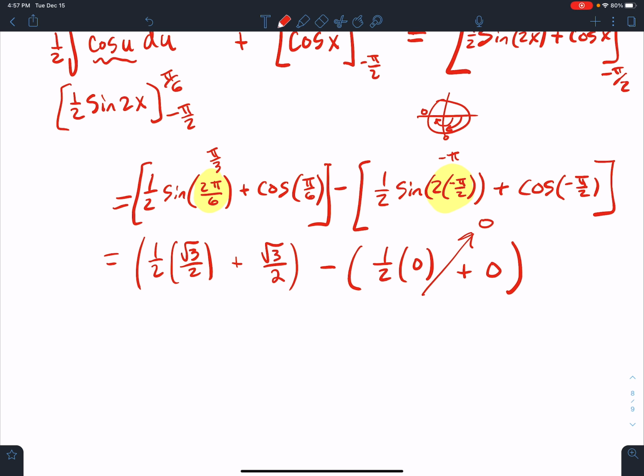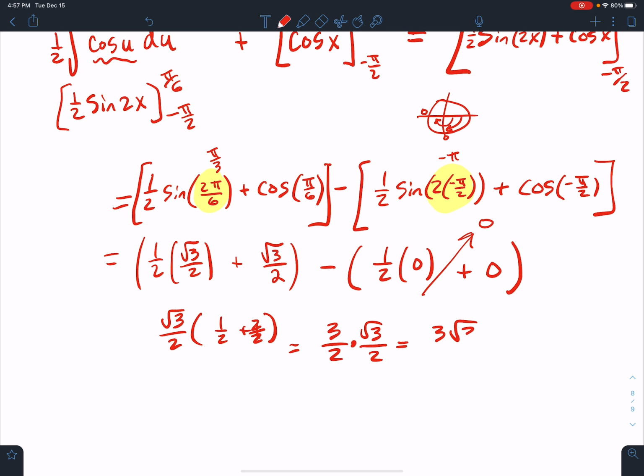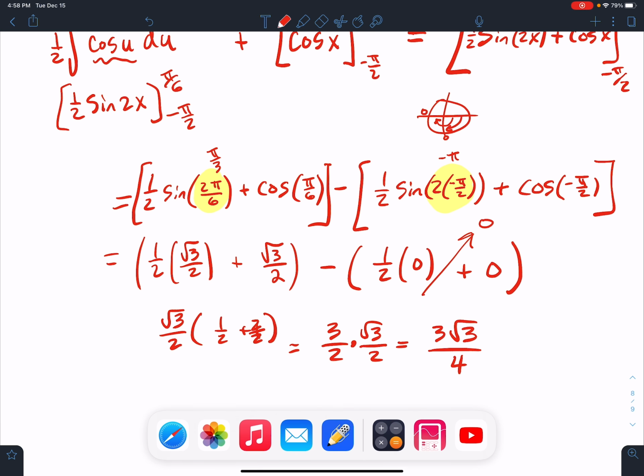So what do I have? Looks like I could factor a square root of 3 out of that, and I have 1/2 plus 1. So that's like 2 over 2. So that's 3 over 2 times square root 3 over 2. So that's 3 square root 3 over 4. Okay? And if there's any justice in the world, that's going to be like 1.299. Let's check it out.